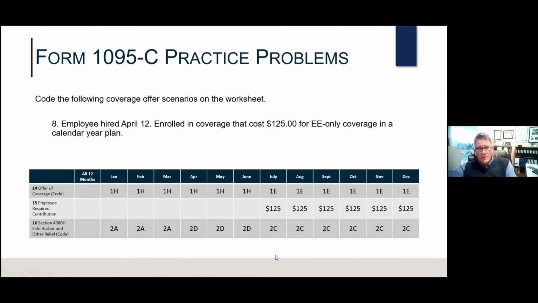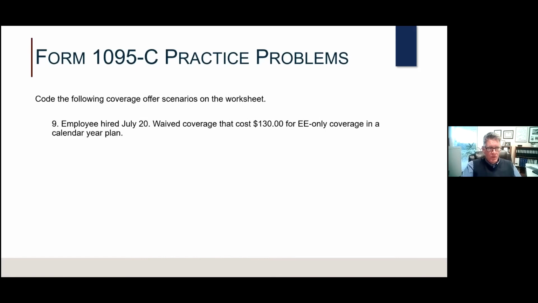Then in July, we have the offer of coverage, 1E, the cost, and then the employee enrolled, which we all now know is 2C. And that condition remains the same for the balance of the year. This is a pretty typical 1095 for an employee that either comes on board or leaves your employment mid-year. This is pretty typical. Let that sink in for a second. And you will have all of these slides as a reminder, and you'll have all of these sample 1095s as a reference. So here's an employee hired in July, waived coverage.